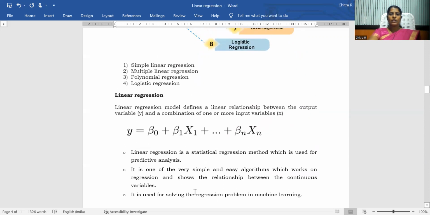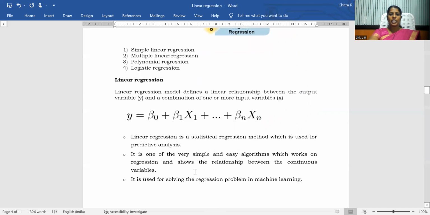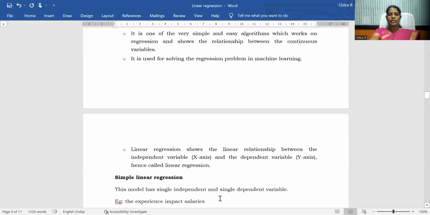It's used for solving regression problems in machine learning algorithms. In linear regression, if you are considering only one variable, that is called simple linear regression. That is, the output depends upon only one input variable, or only one decision variable. In this example, if y depends upon only x1, the equation becomes y equal to beta naught plus beta 1 x. So this is called simple regression.